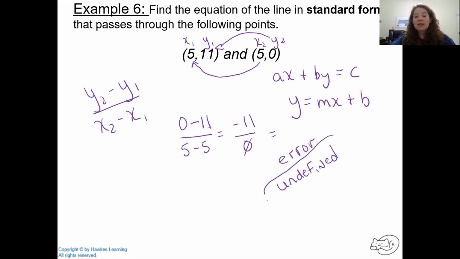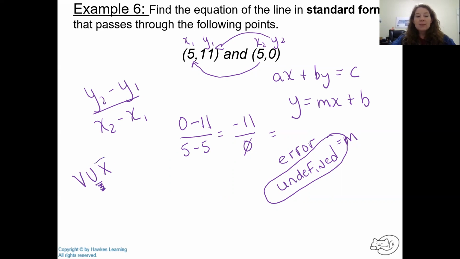The slope is undefined, I should say. The slope is undefined. And what does that mean? If I have a slope that's undefined, that means I have a vertical line. And so it wants me to write an equation though. So what in the world am I going to do?